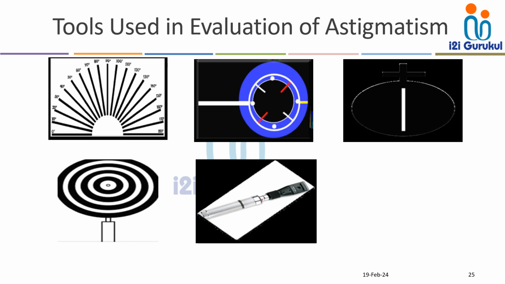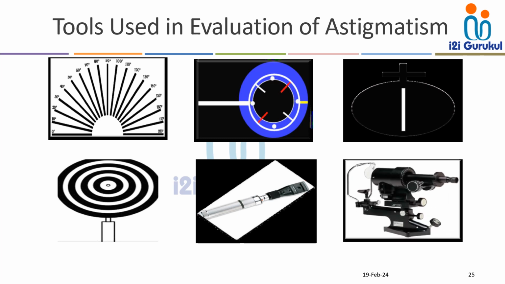And the final one is keratometry, also known as the ophthalmometer, and it is a diagnostic instrument to measure the curvature of the anterior surface of the cornea, particularly to evaluate the extent and the axis of the astigmatism. These are the different tools we use to evaluate the astigmatism.